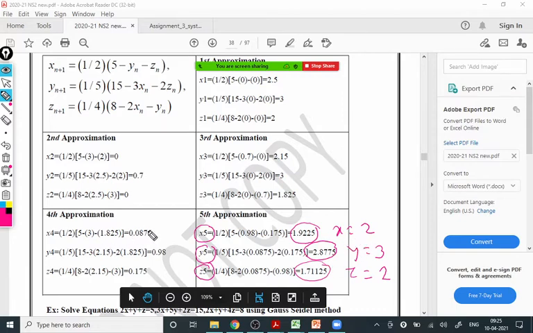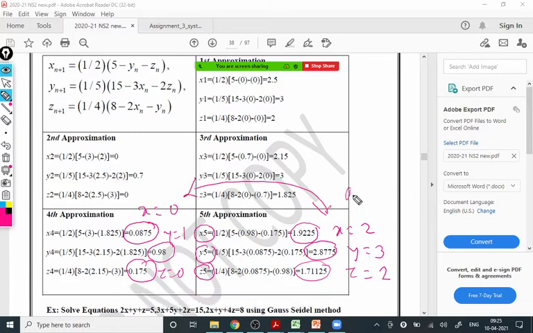But if you take the fourth iteration, what is x? x is near about 0, y is again near about 1, and z is near about 0. So you observe 0 1 0 and 2 3 1. So there is a big difference in approximation between the fourth and fifth. So this is not convergent right now. This method is not converging.